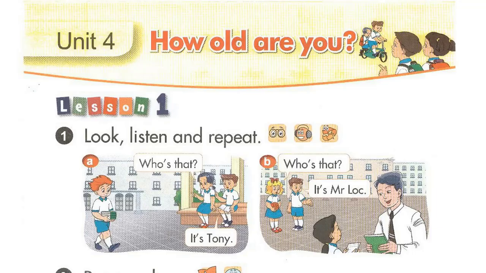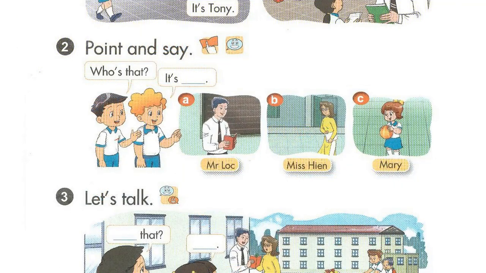Page 24. Unit 4. How old are you? Lesson 1. Activity 1. Look, listen and repeat. A. Who's that? It's Tony. B. Who's that? It's Mr. Locke. Activity 2. Point and say. Who's that? It's Mr. Locke.